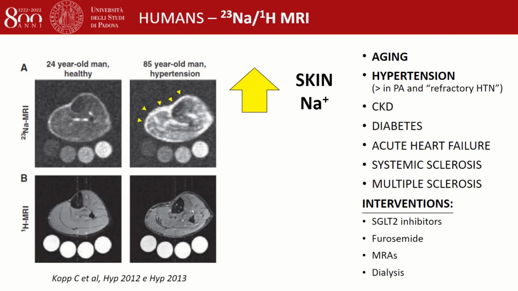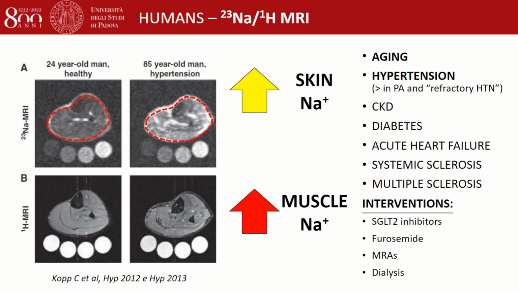And by using a technology based on magnetic resonance spectroscopy, he could show that the 23 sodium signal was much, much higher in the skin, but not just skin, also in the skeletal muscle, as you can see here, of an aged and hypertensive patient compared to a young, healthy control.